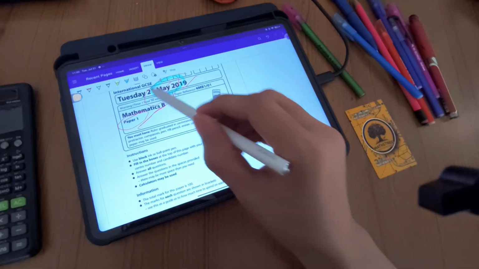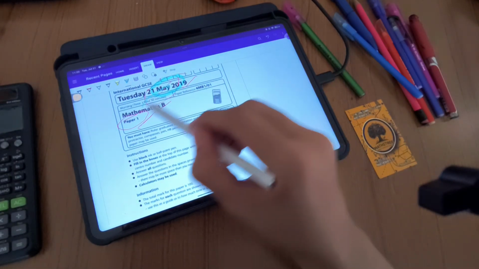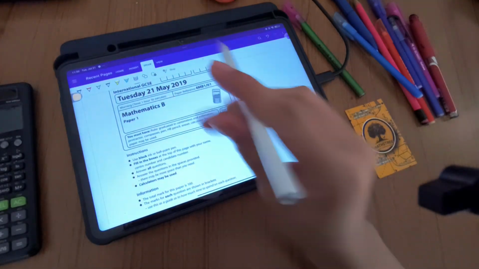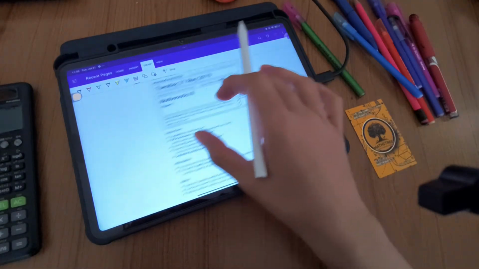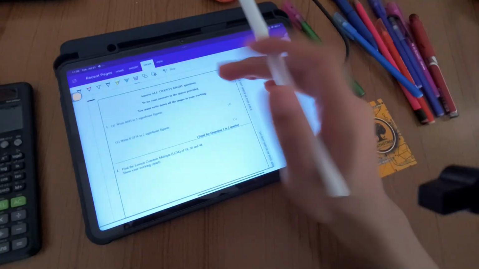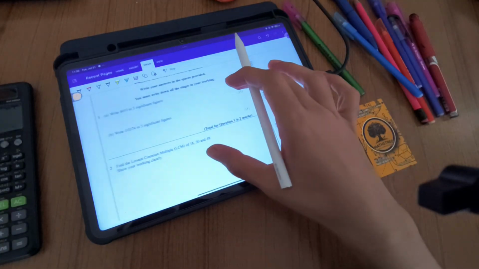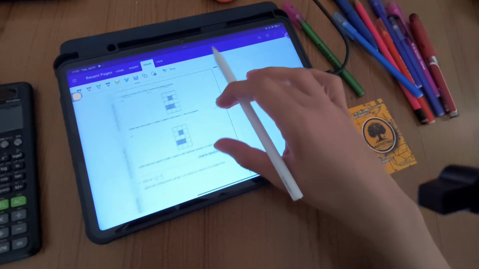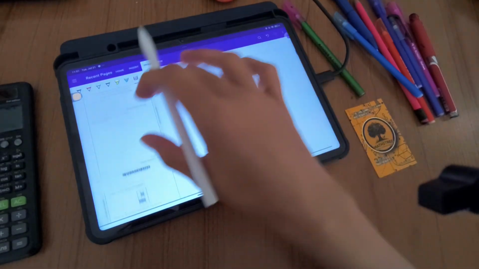For this video, I've chosen the year 2019 Maths B question paper. For our first video, we will be solving paper 1, and we will try to divide this question paper into a few steps. For this particular clip, we will be solving questions 1 to 5.